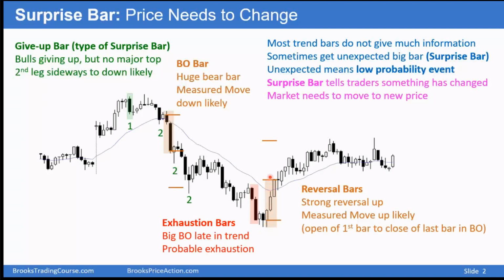We got a strong reversal up, a bull breakout. I'm going to look for a measured move up based upon the open of the first body and the close of the final body of the bull reversal. And you can see what happened when it got to the target. Bulls took profits and bears sold for a scalp.